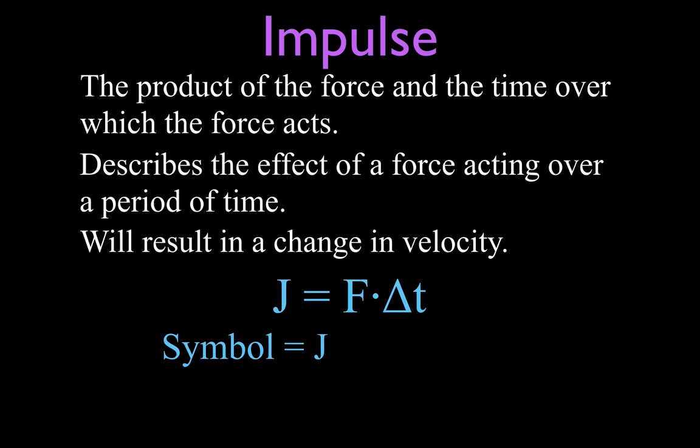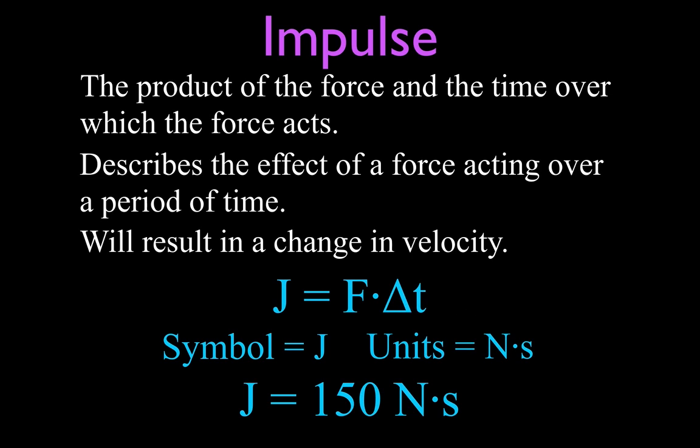Okay, so once again, the symbol for impulse is J, and the unit, maybe seems a little weird, but the unit is newton times seconds, or newton seconds. We don't say newtons per second, it's newton seconds, because it's a force that's measured in newtons and a time that's measured in seconds. For example, we could say that the impulse is 50 newton seconds. We apply an impulse of 150 newton seconds.